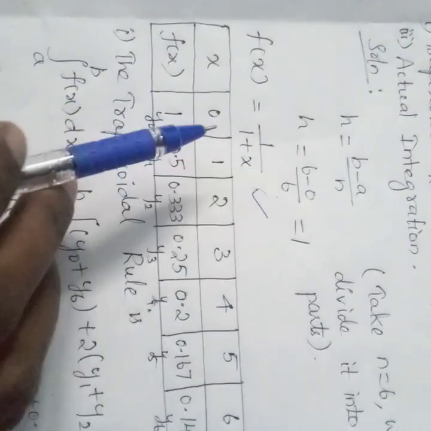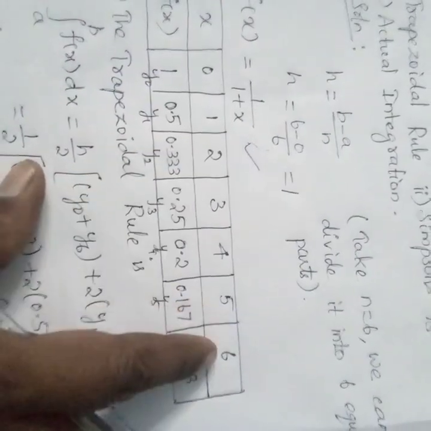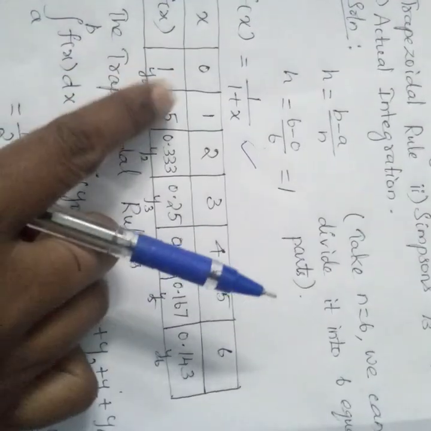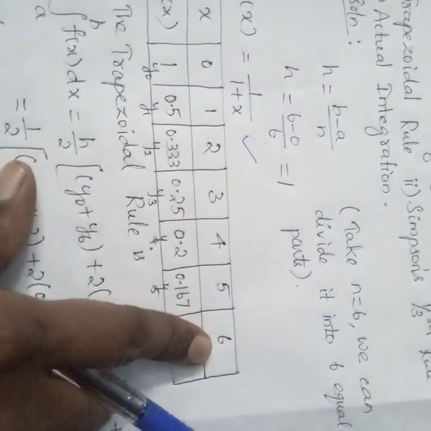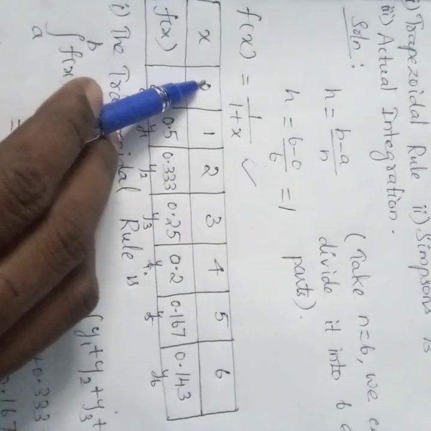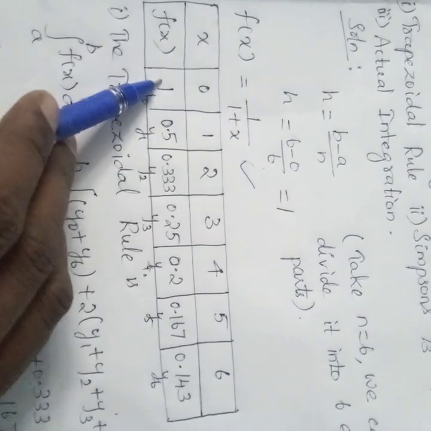This is the function. So now we are dividing the interval 0 to 6 into 6 equal parts. Okay. So 0 to 1, 1 to 2, 2 to 3, 3 to 4, 4 to 5, 5 to 6. So first, x is equal to 0. So in the place of x you put 0. So just 1 by 1, 1.